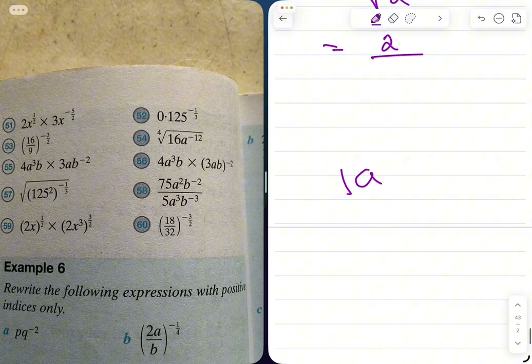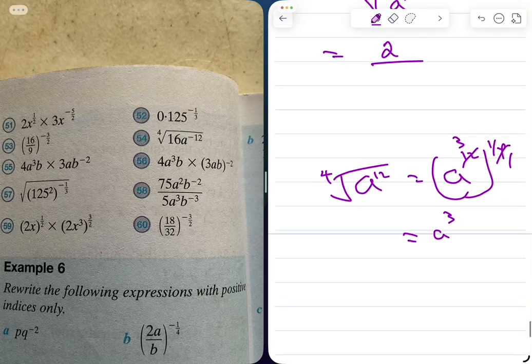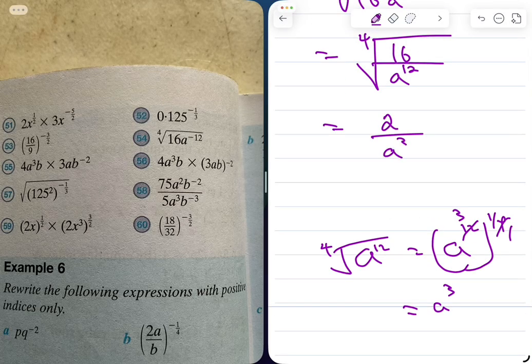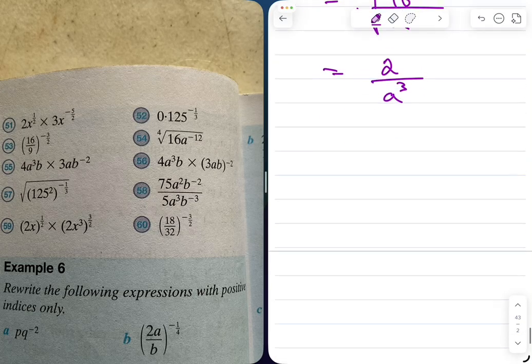Fourth root of a raised to the power 12 is simply the same as a raised to the power 12 raised to the power 1 over 4. 4 here 1, 4 here 3, which is a raised to the power 3. So the answer is 2 over a raised to the power 3. Now to the next one, which is number 55.